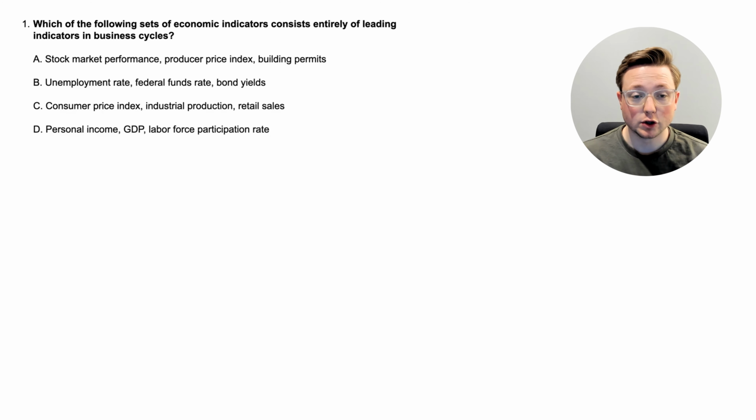Okay, here we are at the first question. Which of the following sets of economic indicators consists entirely of leading indicators in business cycles? So which one of these has only leading indicators? Let's walk through this. Option A, stock market performance, producer price index, and building permits. Option B, unemployment rate, federal funds rate, bond yields. Option C, consumer price index, industrial production, retail sales. Or D, personal income, GDP, labor force participation rate. Out of these different options, which one of them only contains leading indicators?